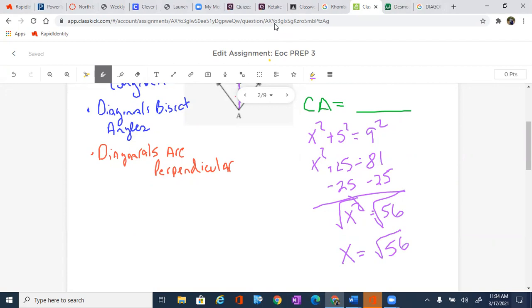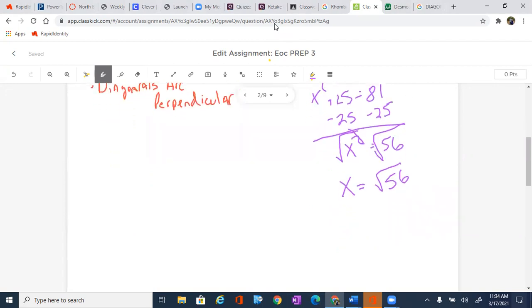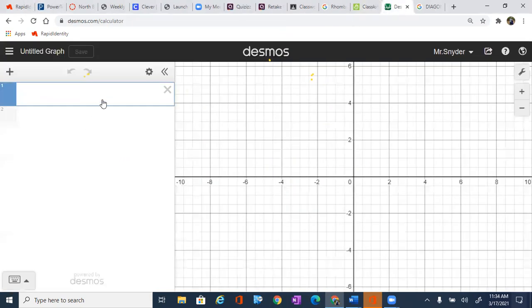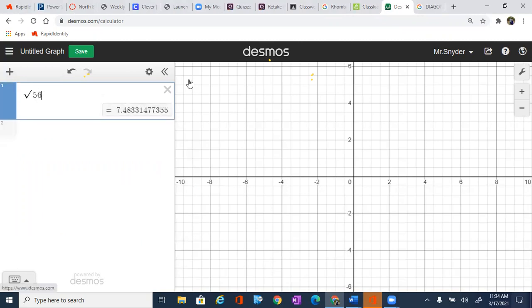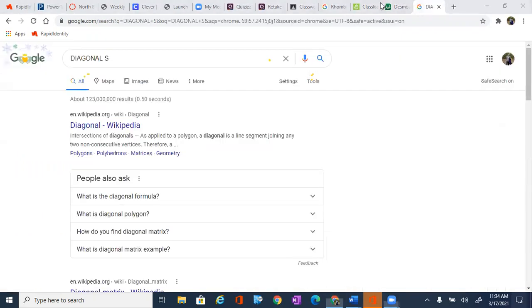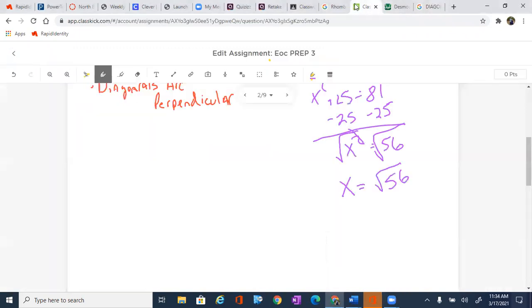Now, depending on what we're looking for, we have 2 ways of getting this answer. We can get the approximate answer. We can go to Desmos and find the square root of 56, which is 7.48.